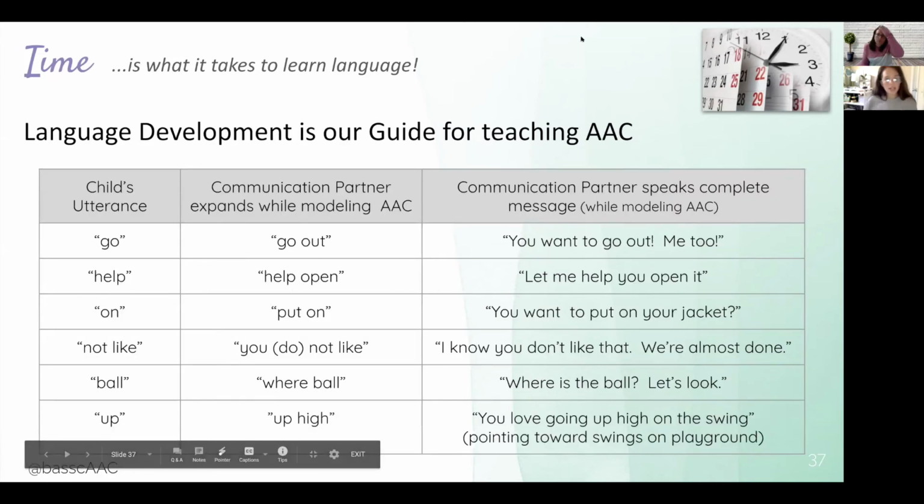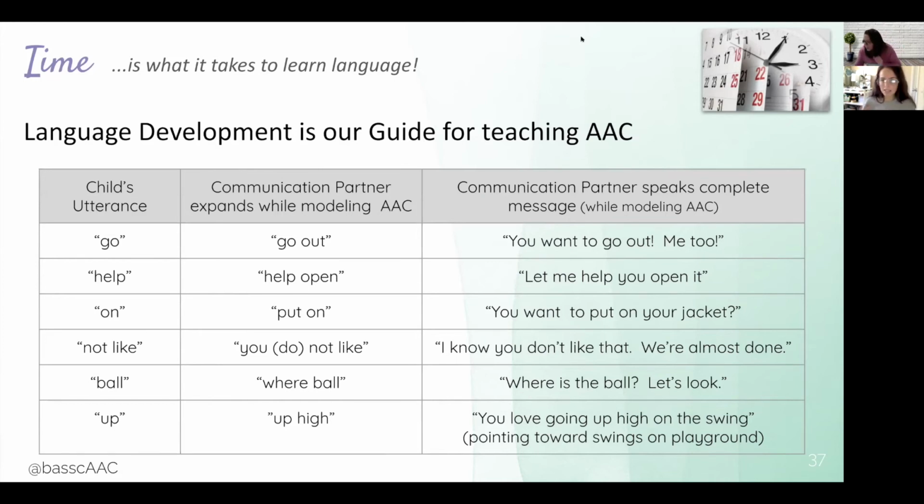So again, looking at language development to help guide our teaching of AAC. It's taking what Jeanna just said and showing it in a nice little graph form here. The child's utterance: they say go. So we as the communication partner will expand that while demonstrating how to put two words together. Go out. But again, we're going to demonstrate those words on the AAC system. We're going to provide aided language input for them while we're speaking a full sentence. So the child says go, and we say, you want to go out?